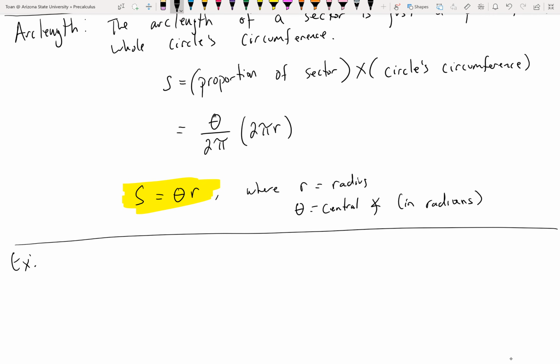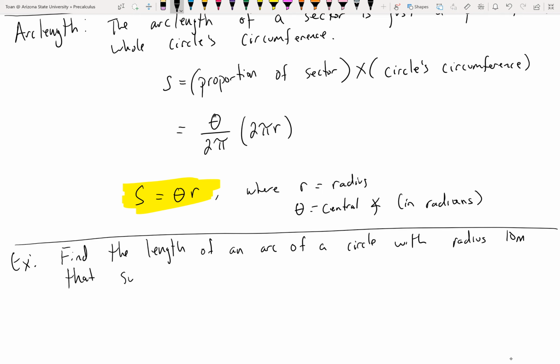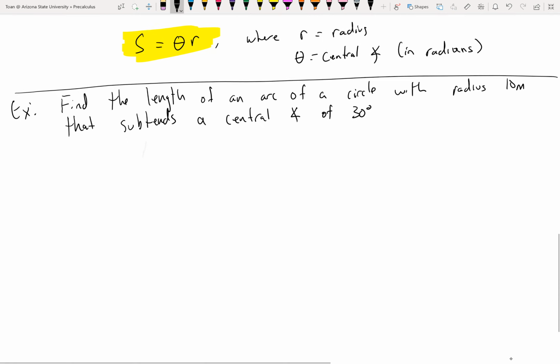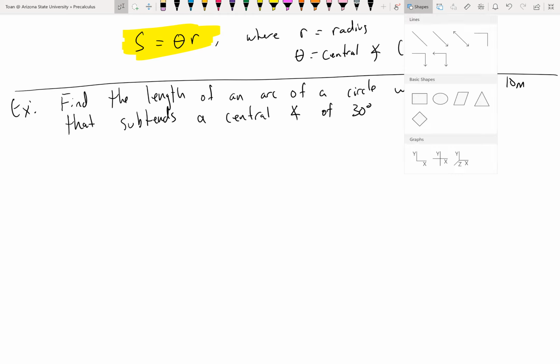So for example, find the length of an arc of a circle with radius 10 meters that subtends a central angle of 30 degrees. Subtends is just a fancy math term that means covers.